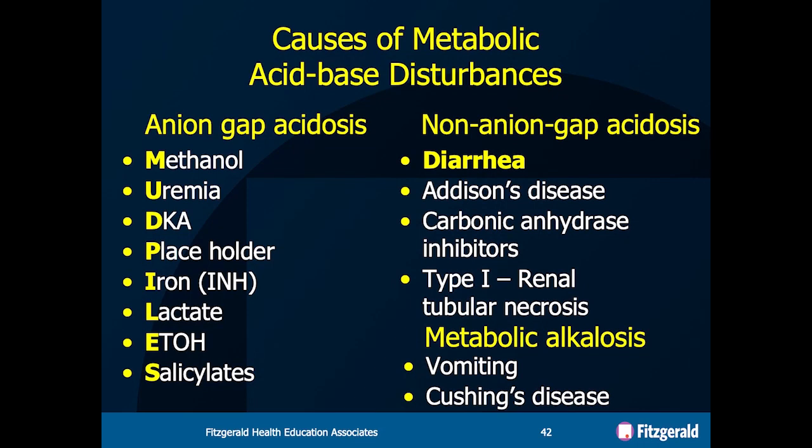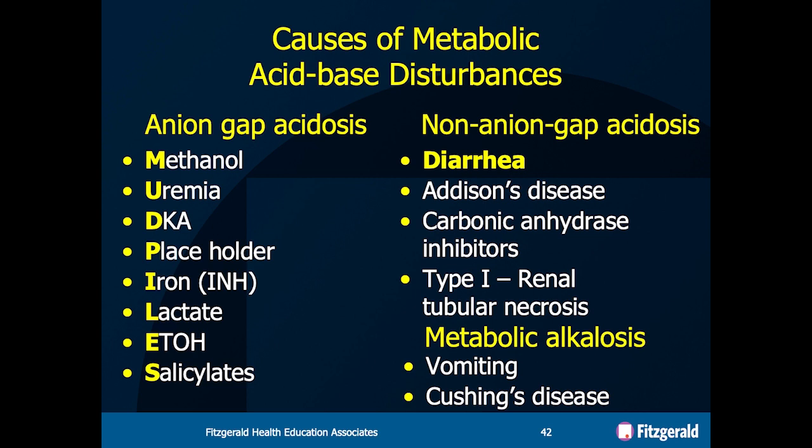So if I think of metabolic acid-base disturbances, I have metabolic acidosis with anion gap, or an anion gap metabolic acidosis. I have non-anion gap metabolic acidosis, and I have metabolic alkalosis. In anion gap metabolic acidosis, MUDPILES is the mnemonic that will help you figure out what are the potential causes.